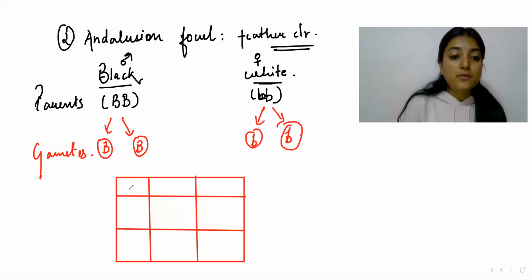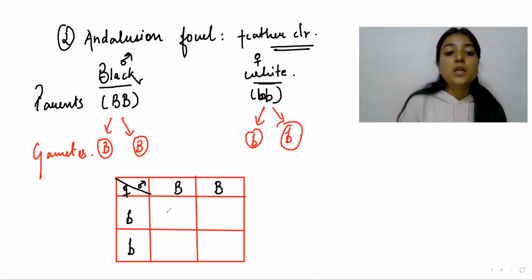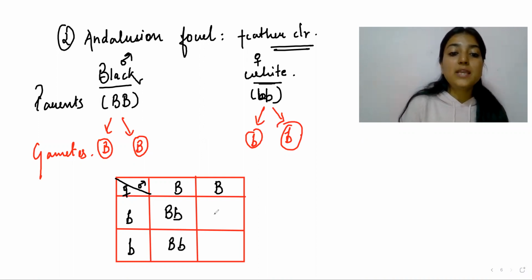So, write this as a male, this as a female. Now, capital B, capital B. This will be small b, small b. Now, the crossing will be capital B, small b, capital B, small b, capital B, small b. Again, the same. This is the F1 generation.